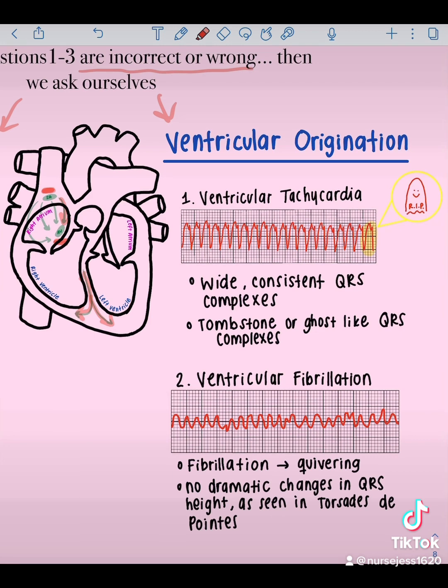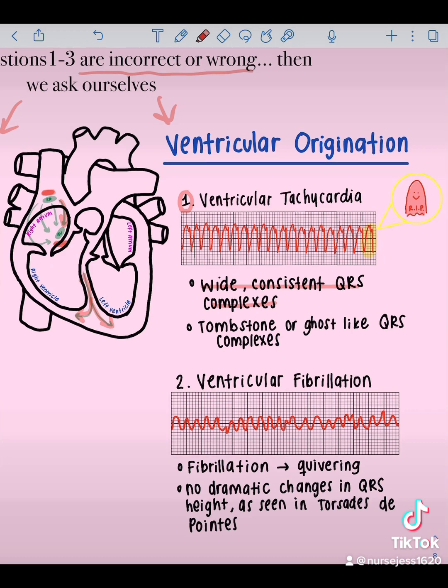Now let's look at the two most commonly tested ventricular dysrhythmias on NCLEX. So one, we have ventricular tachycardia. This is characterized by wide, consistent QRS complexes, okay? Now, a lot of people will say that this rhythm looks like tombstones or ghost-like. So here I draw my little ghost with a tombstone to help you recall. Now, it's very common that people confuse this with supraventricular tachycardia, which is SVT. But in SVT, you have normal QRS complexes.